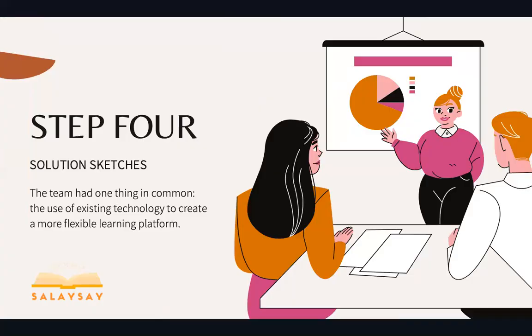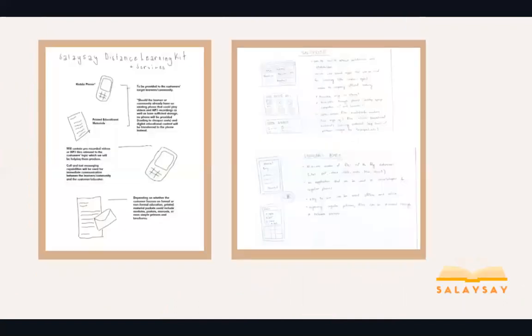Lastly, for the fourth step, we decided to do our solution sketches asynchronously based on the ideas discussed and shared in the previous step. A few examples of the solution sketches produced are a Salaysay distance learning kit and a learning platform called Salaysay. Following this whole design thinking session, we decided that a flexible distance learning software, accessible offline, would be the best solution to our target client's problem.